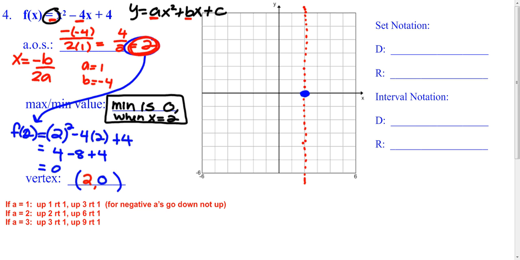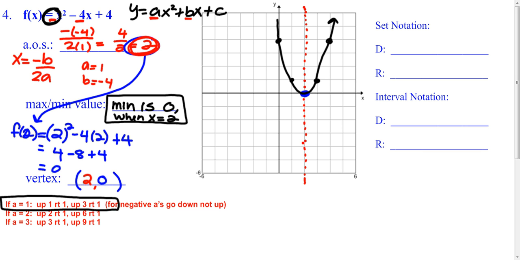Okay, and now we're going to go ahead and graph this. In this case, my a, or my number in front of my x squared term, is a positive 1. Okay, so I'm going to kind of follow this little cheat chart that's down here. When a is 1, I start from my vertex, and I will go up 1, right 1, and then up 3, right 1. Okay, and then parabolas are symmetric, so I can also go up 1, left 1, and up 3, left 1. And my parabola will look something like that.